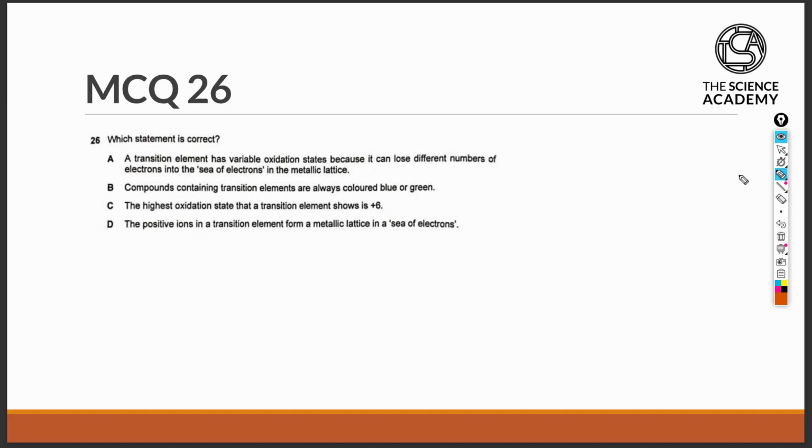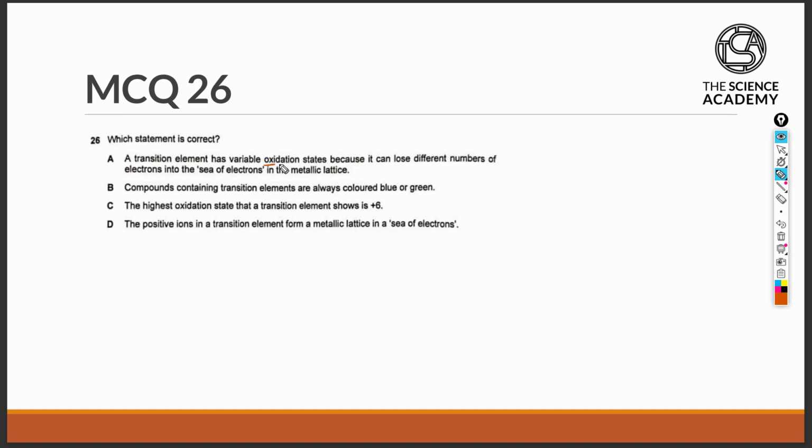Question 26. Which statement is correct? A. A transition element has variable oxidation states because it can lose different number of electrons into the sea of electrons in the metallic lattice.